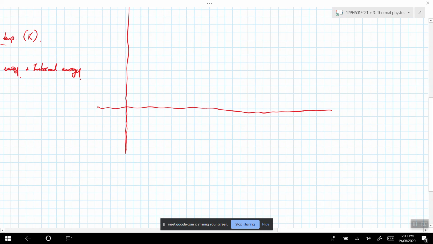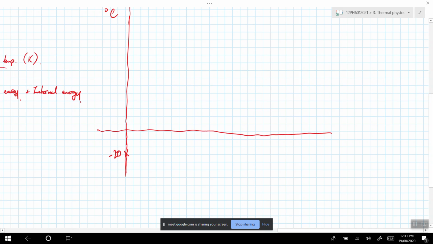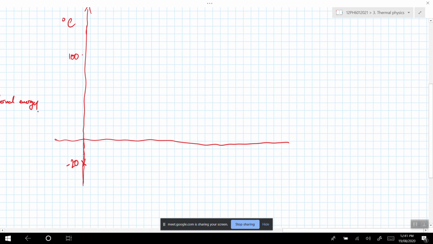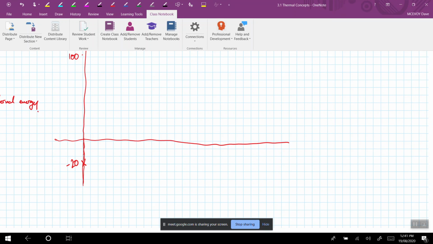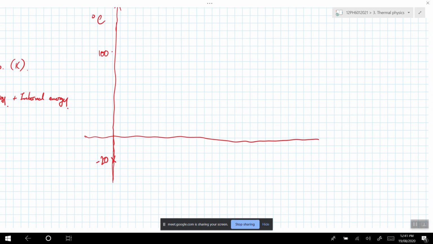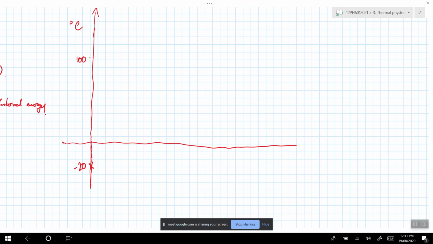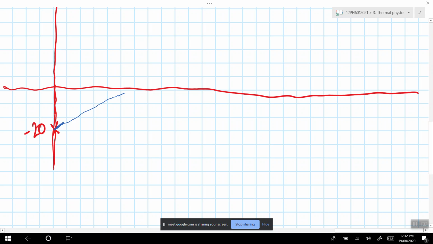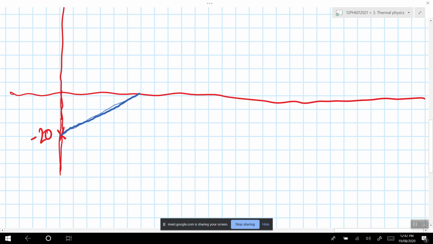So let's say that I started off at about -20, and this is not scaled particularly well, but let's put like 100 there. And if I was to heat this block of ice at a constant rate, you should remember, you should have covered this in chemistry at some stage, that we would get an increase in the temperature up until the melting point of the ice.